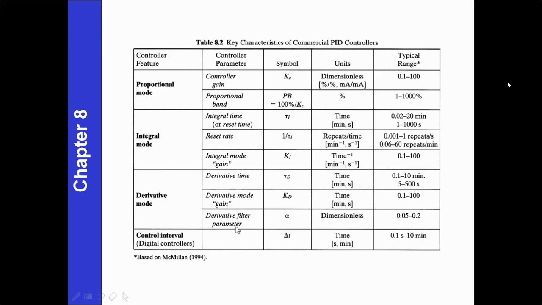Whereas the derivative filter parameter is dimensionless, and the range will be from 0.05 to 0.2. And finally, we have control intervals, and this will apply to the digital controllers. The interval is given by delta t, with unit of time in seconds, ranging from 0.1 second to 10 minutes.